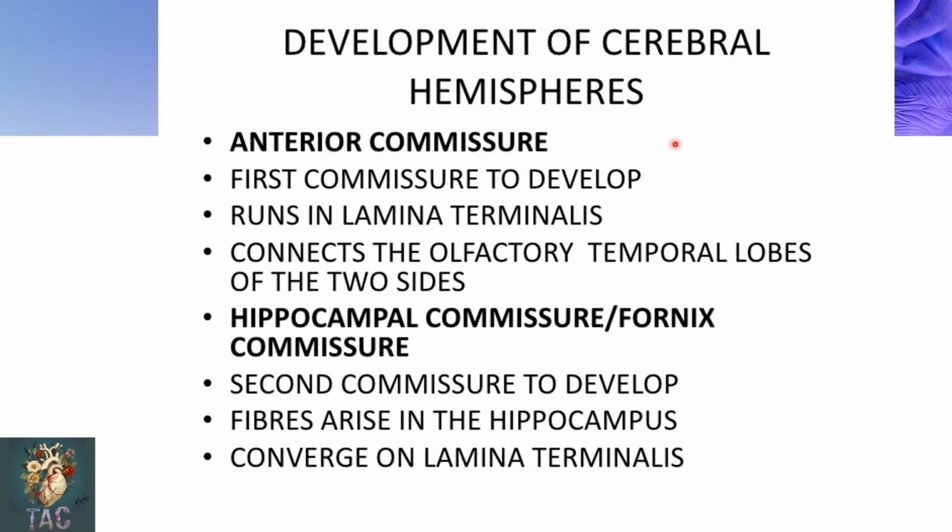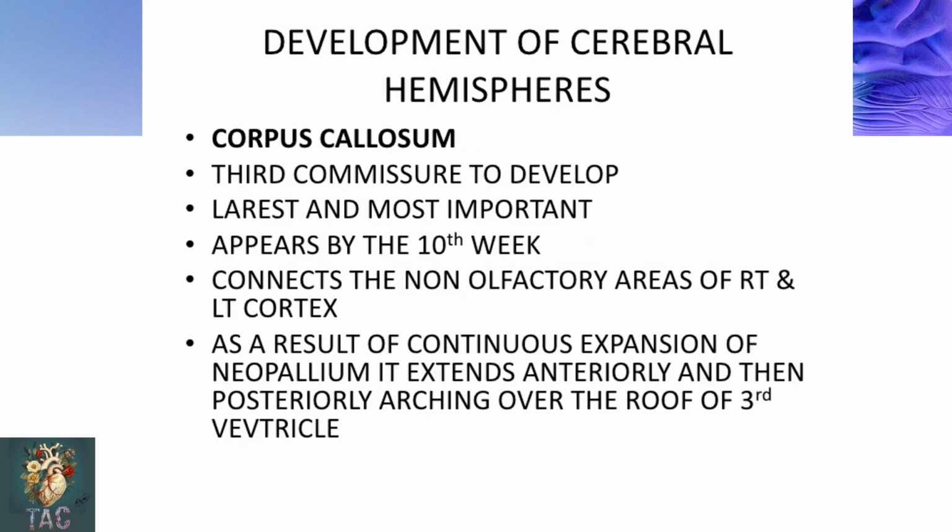So, different commissures. The anterior commissure is the first commissure to develop, runs in the lamina terminalis, and connects the olfactory and temporal lobes of the two sides. The hippocampal commissure is the fornix, the second commissure to develop; fibers arise in the hippocampus and converge on the lamina terminalis. The third is the corpus callosum. This is the third commissure to develop, the largest and most important, appearing by the 10th week of development. It connects the non-olfactory areas of the right and left cortex, and as a result of the continuous expansion of the neopallium, it extends anteriorly and then posteriorly, arching over the roof of the third ventricle. So these are the different commissures.